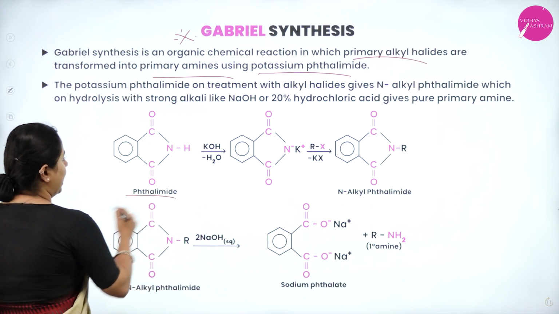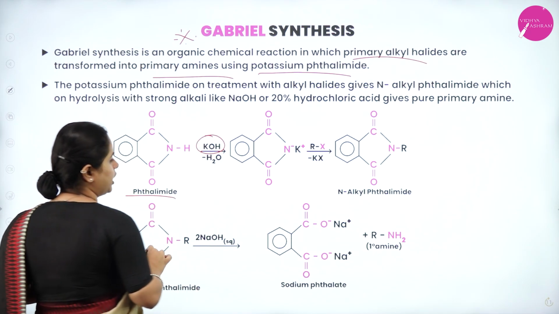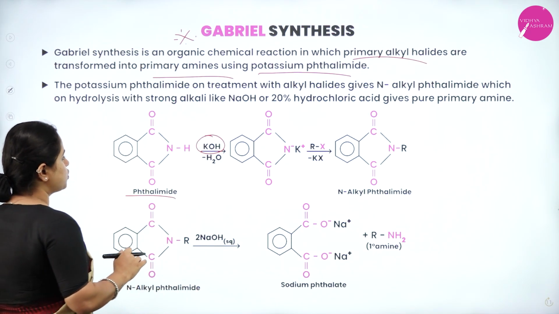So this is the phthalimide you can see. Okay. So first what is going to happen is, in presence of potassium hydroxide, water is going to be removed.